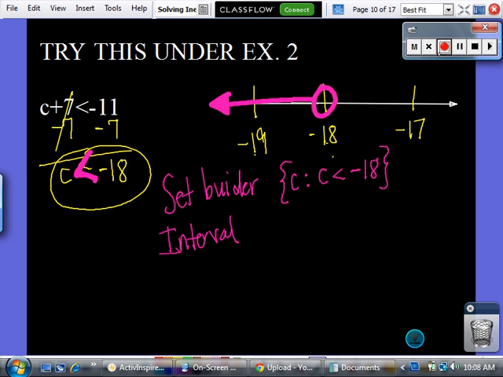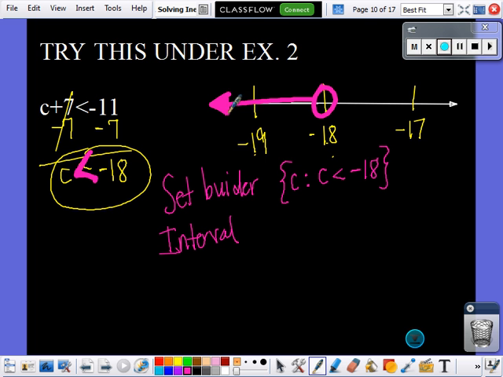Alright, let's do this. Reading from left to right, starting on the left, where does this start? It starts at negative infinity. And negative infinity is open. And so is negative 18, because it's not included. So I do parentheses on both of those. The only time we use a bracket is when we're talking about a number, not ever infinity, but a number that's colored in. That's the only time we use that. Alright, questions?